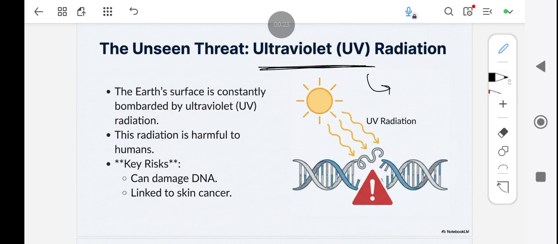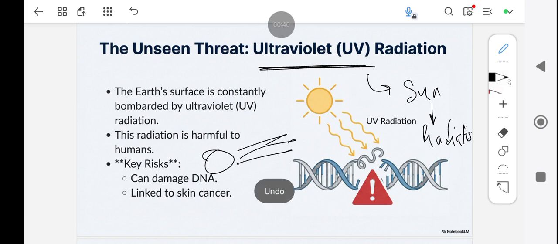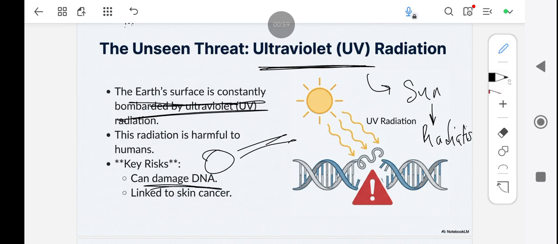Ultraviolet rays come from the sun and are caused by the radiation from the sun. We get sunlight by radiation. Radiation means there's a source, and the heat energy and light energy come from that source, like the sun. The heat energy comes from the sun and then causes ultraviolet rays. Now, the earth is constantly bombarded by ultraviolet rays, and ultraviolet rays are risky because they can damage DNA, and once DNA is damaged, it can also lead to skin cancer.